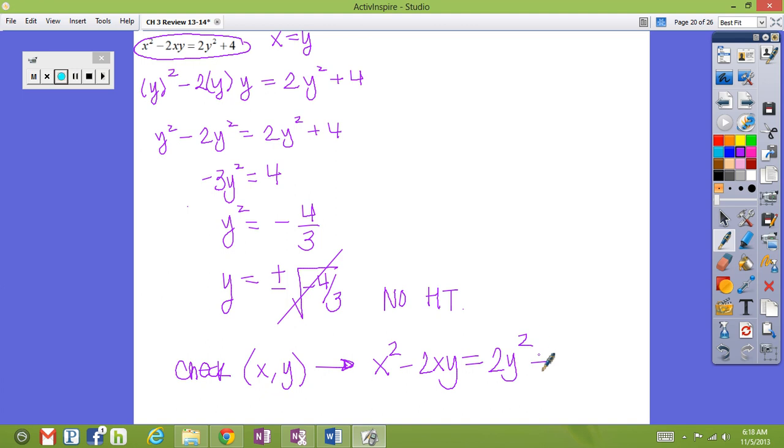A lot of times your answers have roots in them because you notice these are squared, and then because you're multiplying x and y, the square roots actually cancel, so the check is not as bad as it may seem.